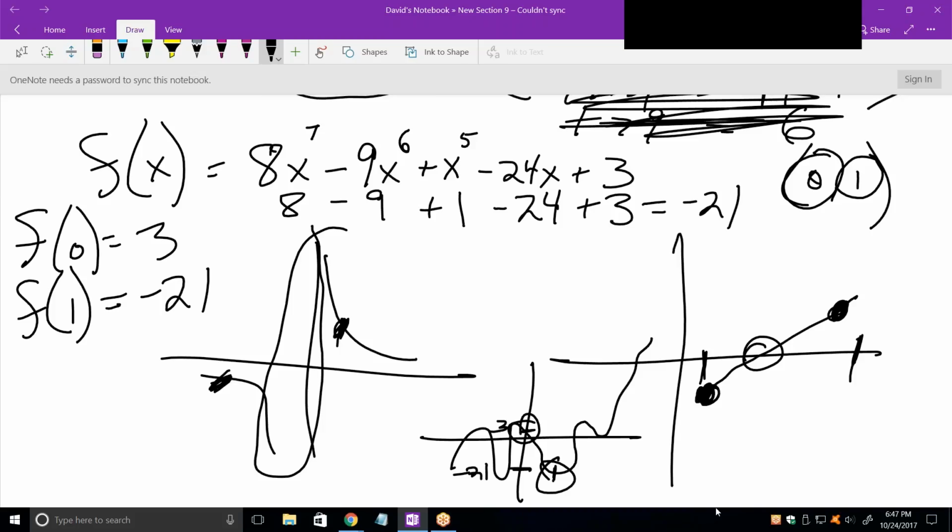It's kind of like saying the following. If you're driving a car and you want to go from 10 miles an hour to 80 miles an hour, you can't do it without going through 50 miles an hour. You can't jump from 40 to 60 without going through 50. That's what the theorem says: for a continuous function to get from a low number to a high number, you've got to go through all numbers in between. 0 is between 3 and minus 21.